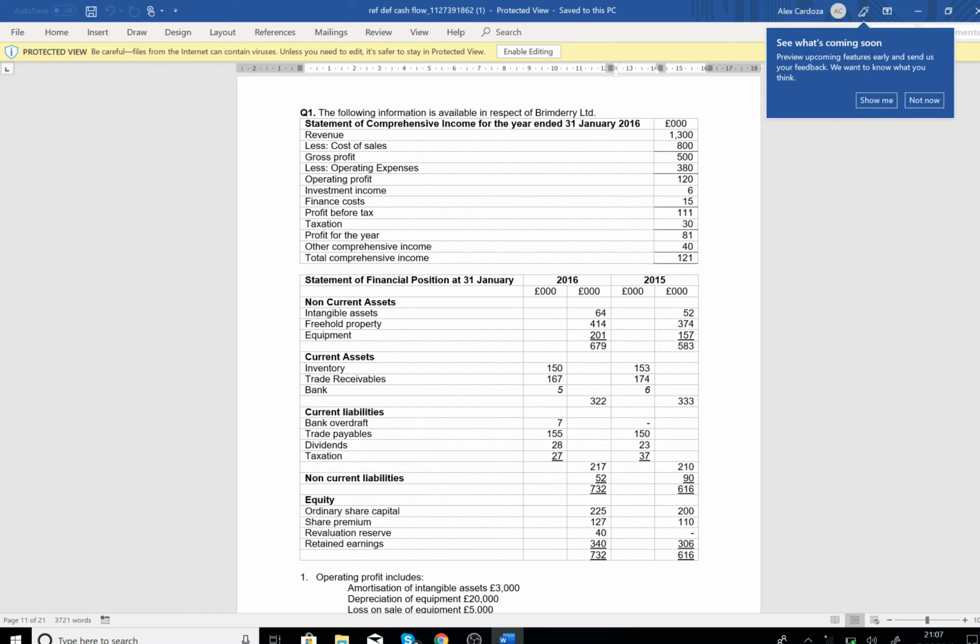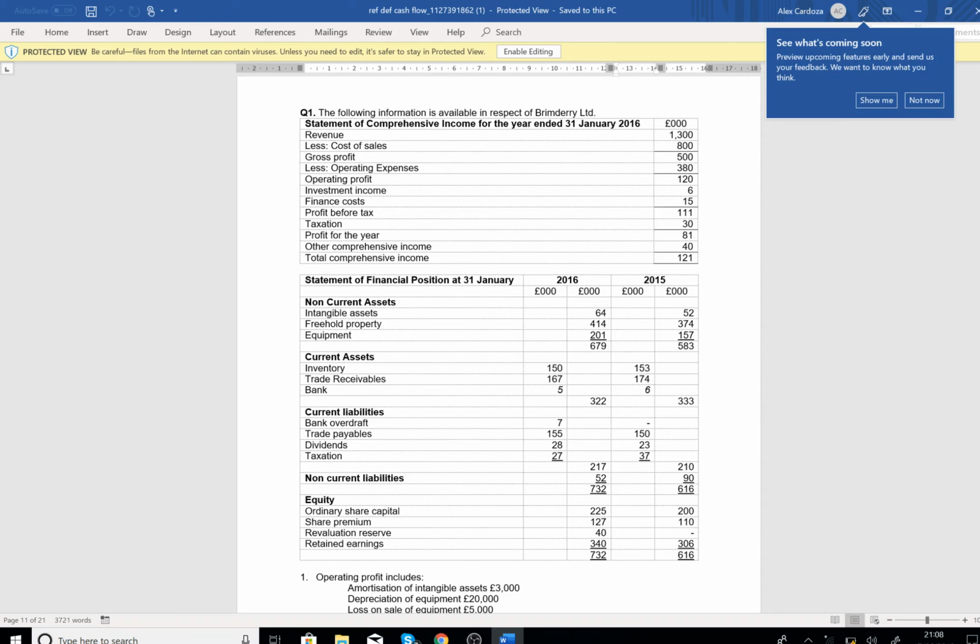The easiest way to do that would be for trade inventories and trade receivables. If you get confused about the signs, for inventories and trade receivables, start with the year before. So start with 2015 and we do 153 minus 150, that's plus 3. And then 174 minus 167, that's plus 7. If you couldn't remember why it goes up or down because you get confused by that, for inventories and trade receivables, always start with the earlier time and then deduct it that way.